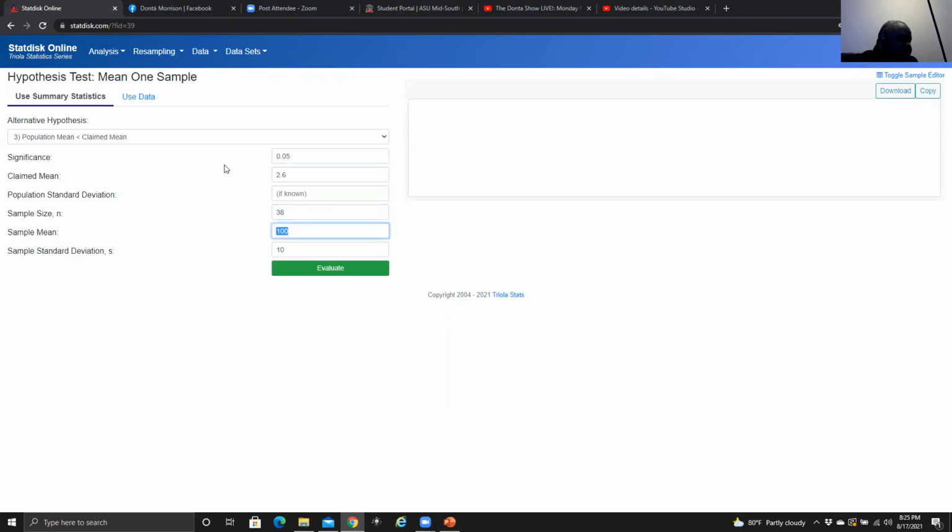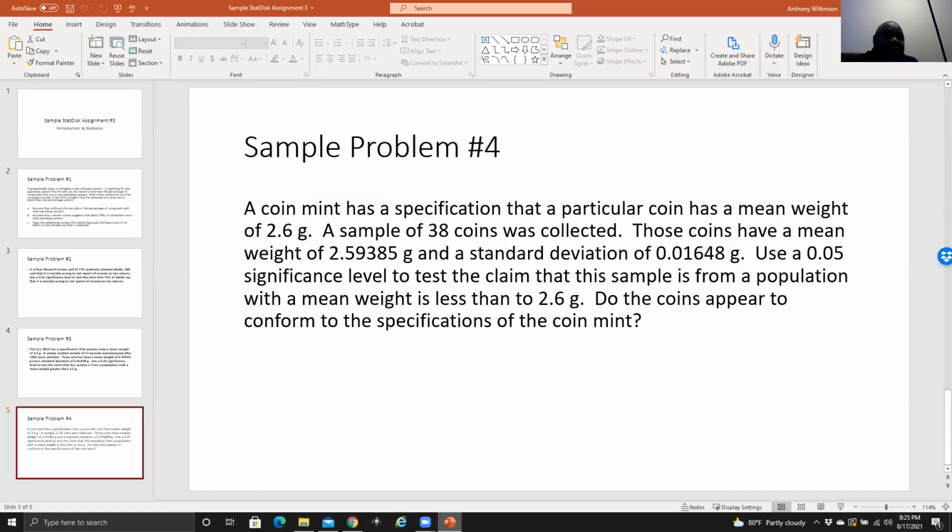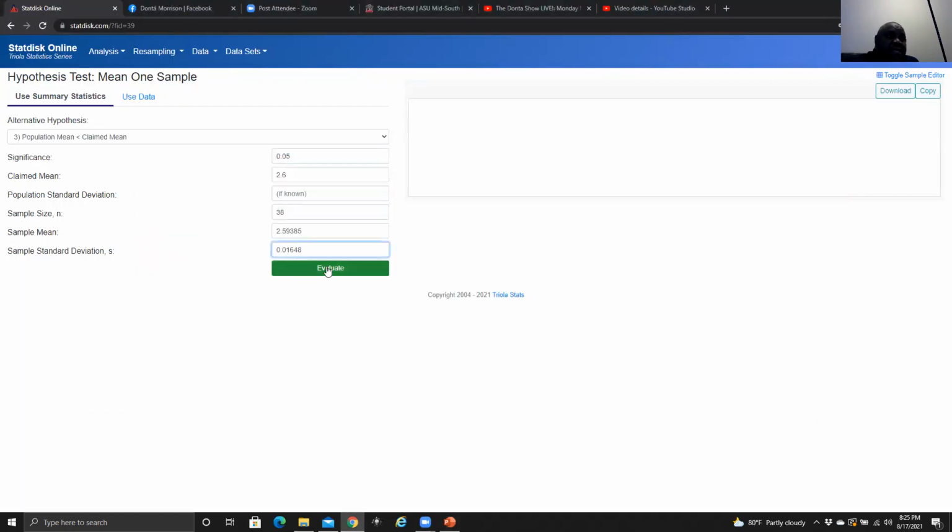The sample size, your N, was 38. And then the sample mean, excuse me, will be 2.59385. Tab down to the sample standard deviation, that's 0.01648. And I'm taking all of that from the information which is right here in that problem. And then click Evaluate.